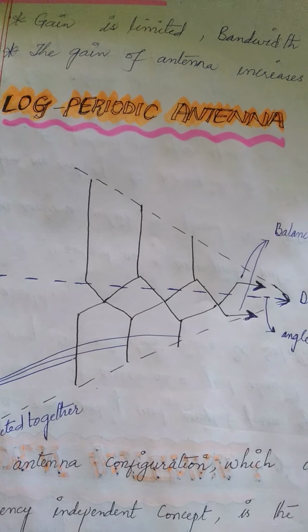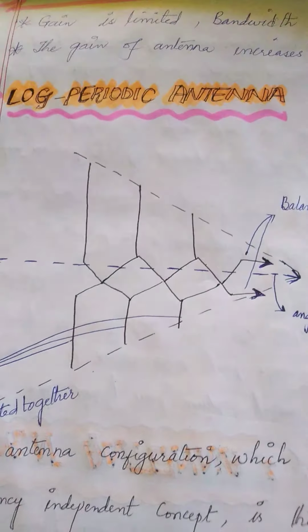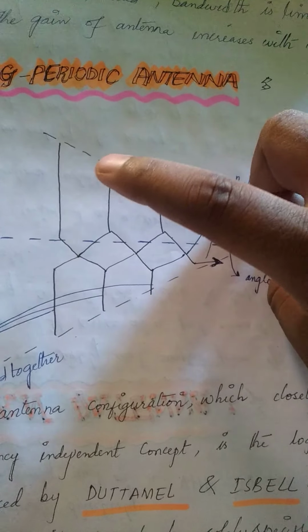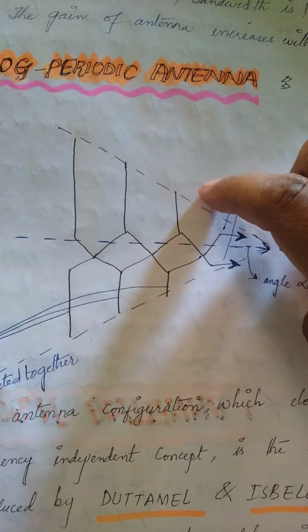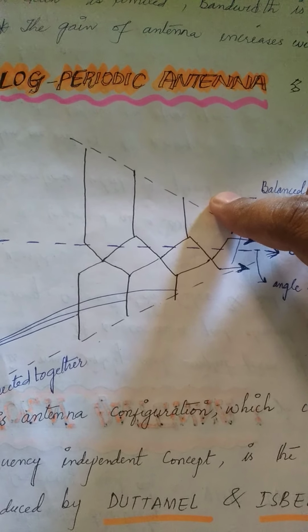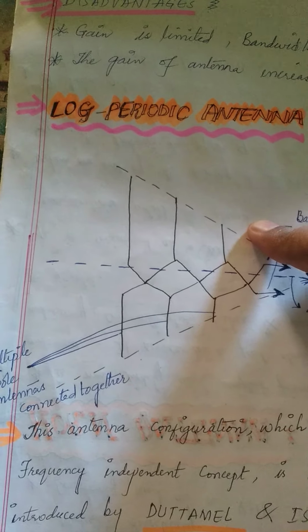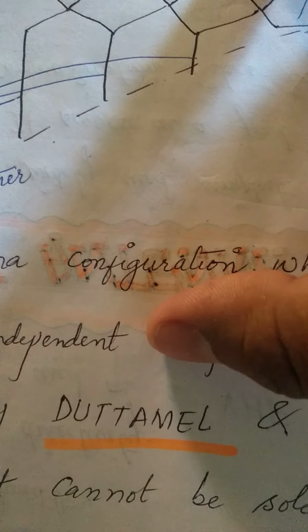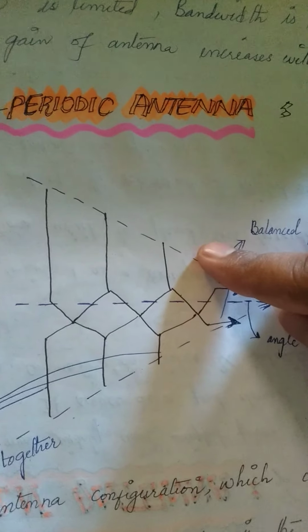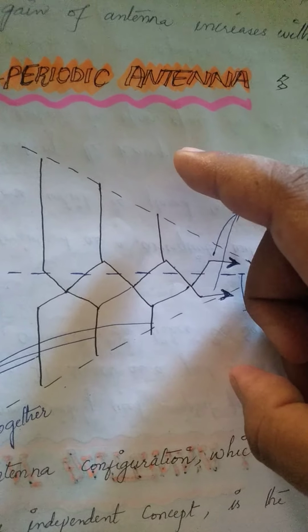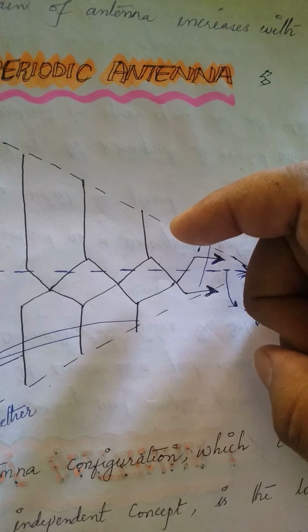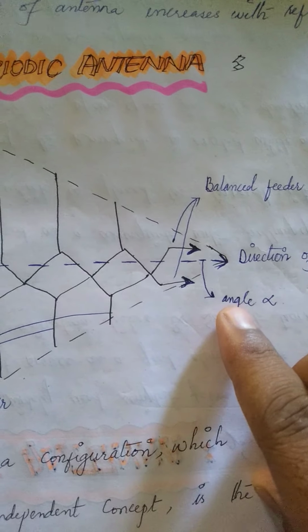This antenna is configured with closely parallel elements, and it is frequency independent. Whatever antenna we are considering is independent of the frequency, and it was introduced by Duhamel and Isbell. Because of its shape, it cannot be completely specified only by angles. So that's the reason we can say it is not truly frequency independent.